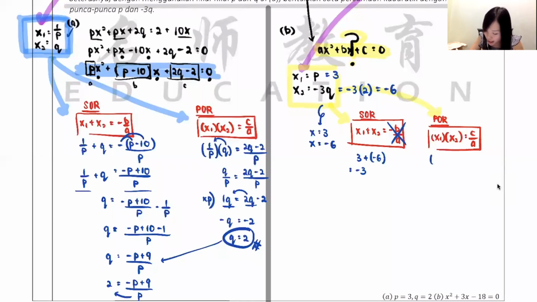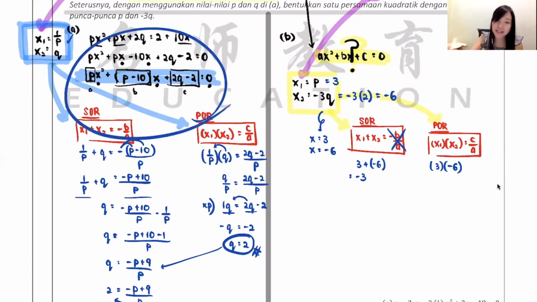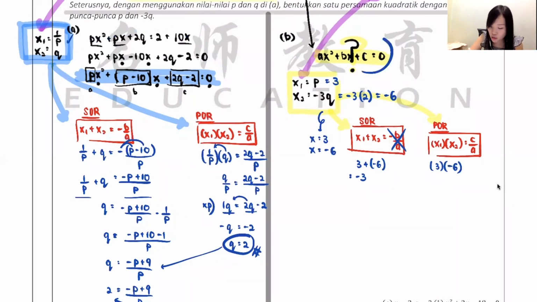The POR, X1 is 3, X2 is negative 6. Don't go to see the blue one, okay? Look at the yellow one. Equals to C over A. I repeat, don't go to that side, take your neighbor's ABC and use it. No. The ABC, you look at your own one. Your own ABC, the other means you don't have it. So just use the left side one. So 3 times negative 6, isn't it negative 18?